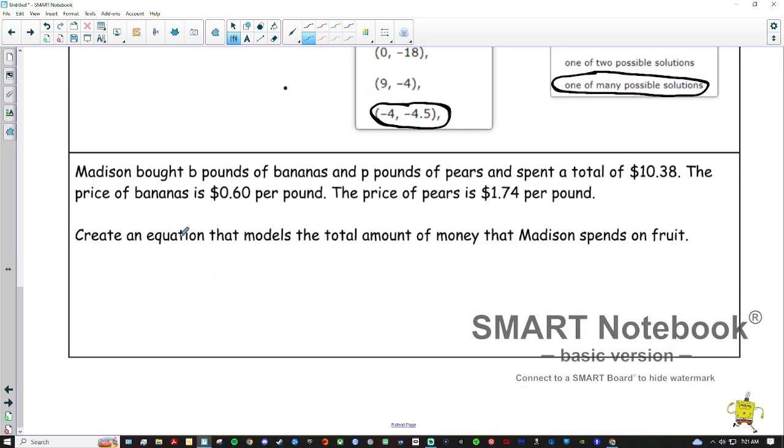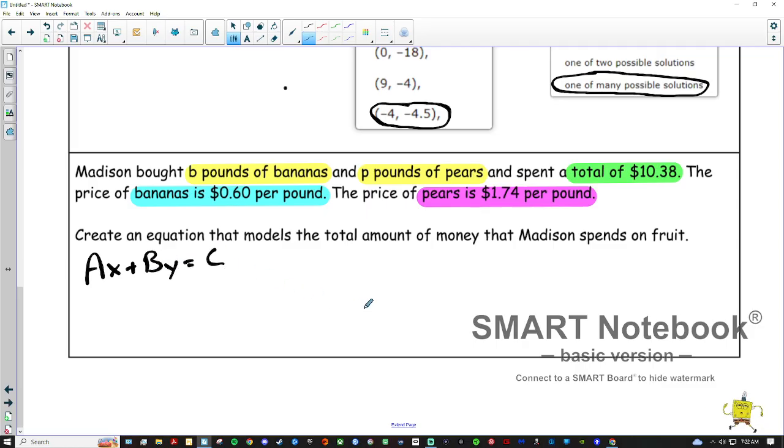Okay, last one. Madison bought B pounds of bananas, P pounds of pears. She spent a total of $10.38. Bananas are 60 cents per pound, and pears are $1.74 per pound. Since we're given 3 numbers again, then we know that we must use ax plus by equals c. Okay?